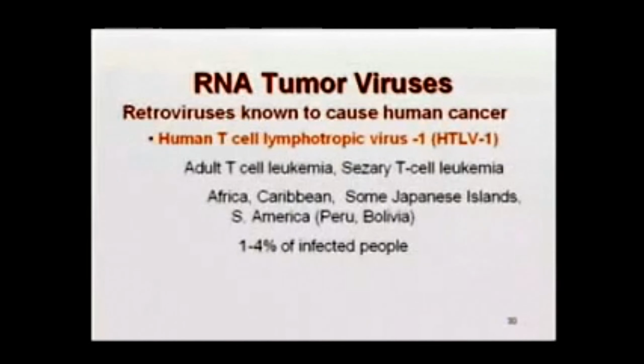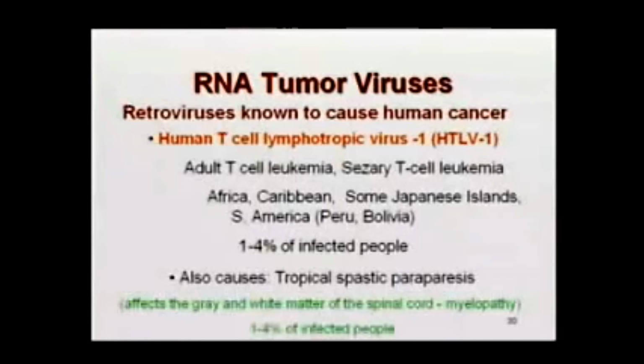But anyway, it's an odd distribution around the world, but this Sézary T-cell leukemia is caused by HTLV1, and about 1 to 4% of infected people go down with this problem. It also causes a disease called tropical spastic paraparesis, and that involves a myelopathy of the gray and white matter of the spinal cord. And again, about 4 or so % of people infected by HTLV will go down with that.